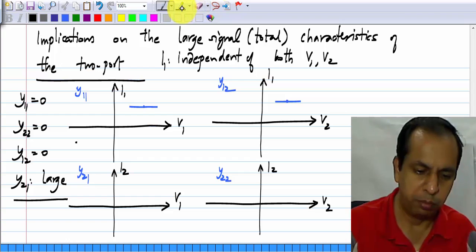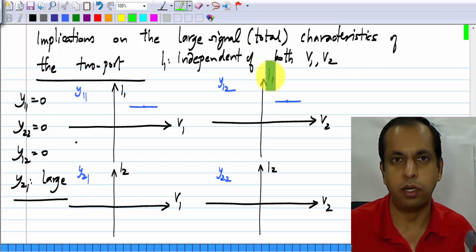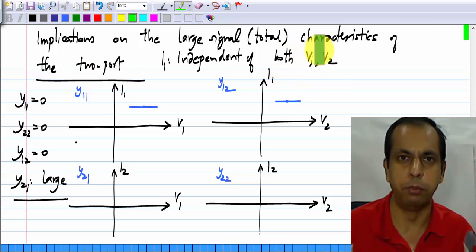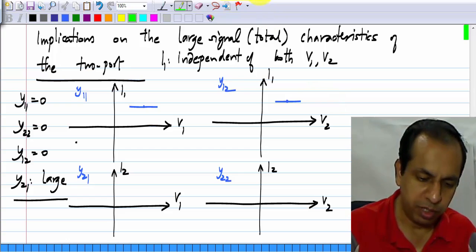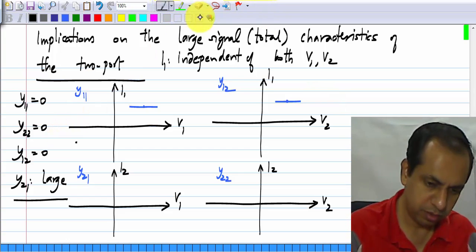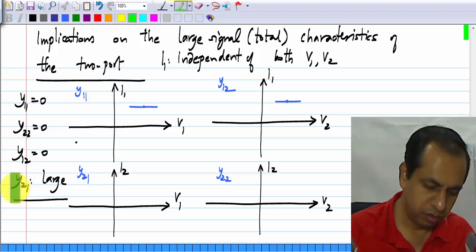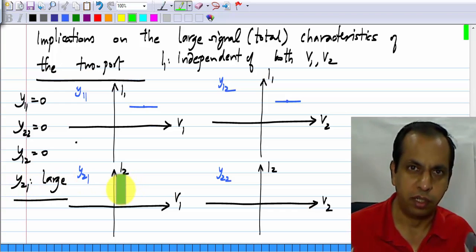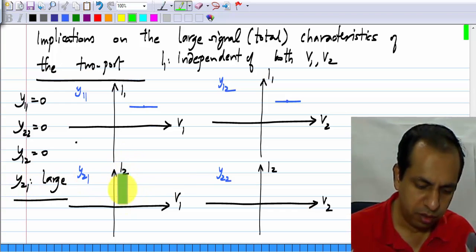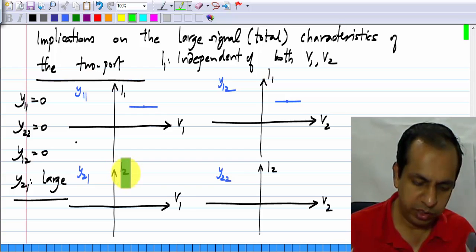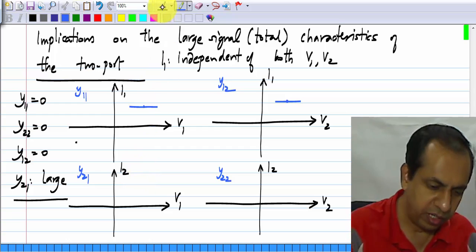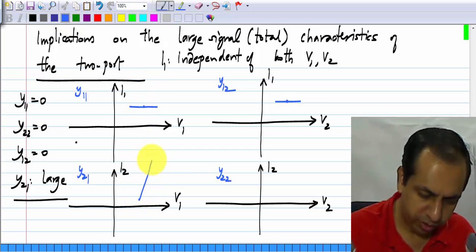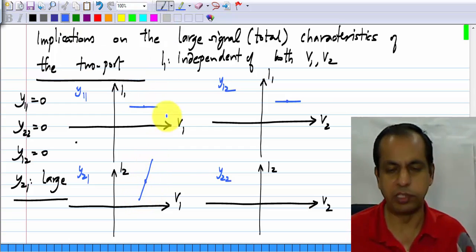Again, it has to be remembered that this needs to be true only around a certain operating point. It does not have to be true everywhere. If it is true around a certain operating point, we have to choose that operating point. And similarly, y21 is very large. So, what does it mean? The variation of I2 versus V1, the slope of I2 versus V1 has to be very large around some operating point. Okay, it has to be as steep as possible.